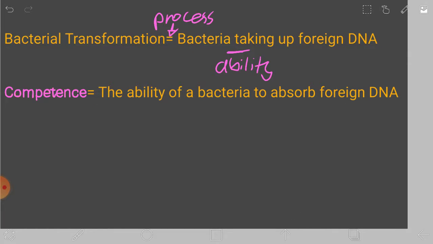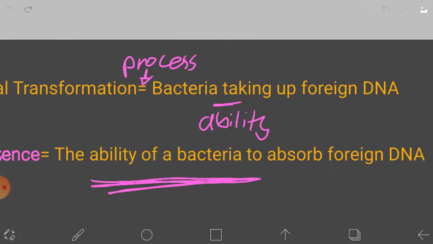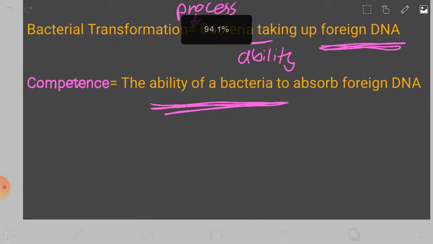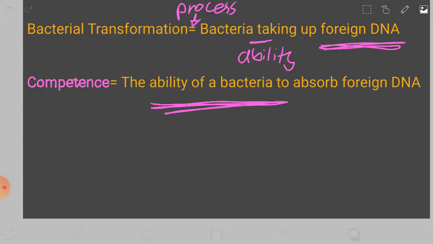Competence is a very important word here, because competence is the ability of a bacteria to absorb foreign DNA, and bacterial transformation is all about taking up foreign DNA. A competent bacteria is a bacteria that can take up foreign DNA because its cell wall is more permeable, or more likely to take up any outside DNA or plasmids.